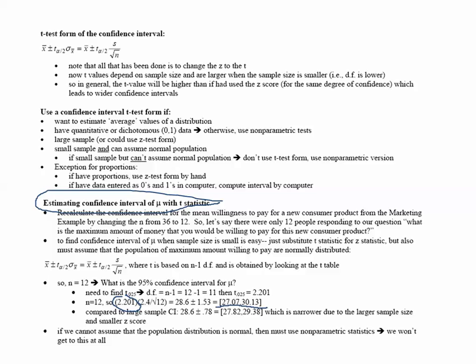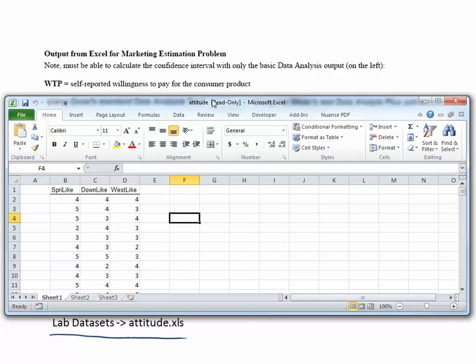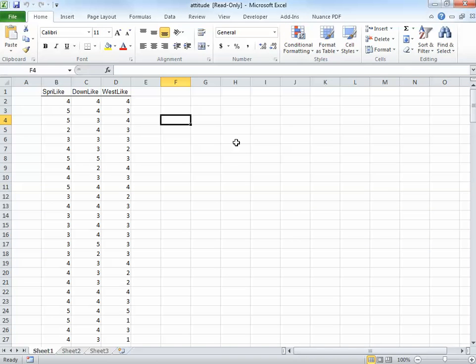Now let's take a look at an example of how we can do this in Excel. And I have this example in the notes. The data that we're going to use doesn't perfectly match this. We're going to be using the data set in lab data sets called attitude.xls. Attitude is a data set that sampled several people and asked them, how do you feel about different malls? So we have Springdale Mall, we have Downtown Mall, and we have Westlake Mall.